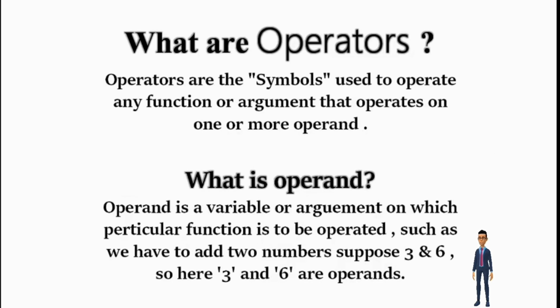So first question arises: what are operators? So, here is the definition. Operators are the symbols used to operate any function or argument that operates on one or more operands. So, again the question arises, what is an operand? An operand is a variable or argument on which a particular function is to be operated.